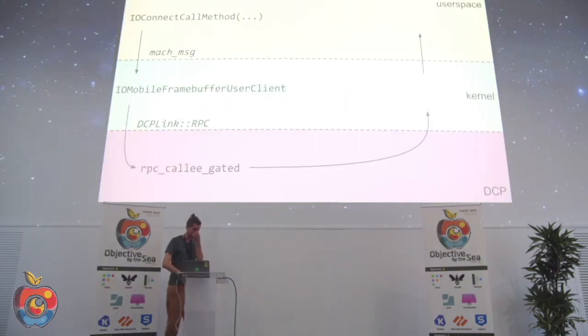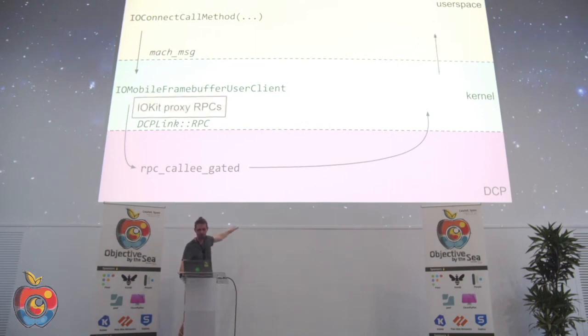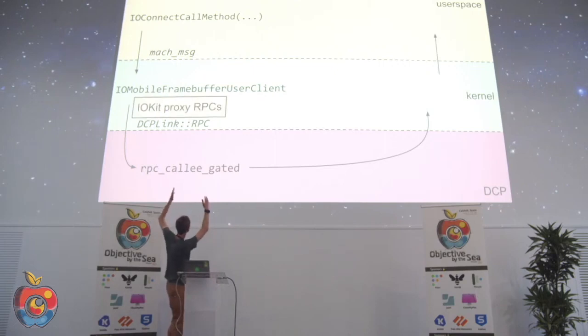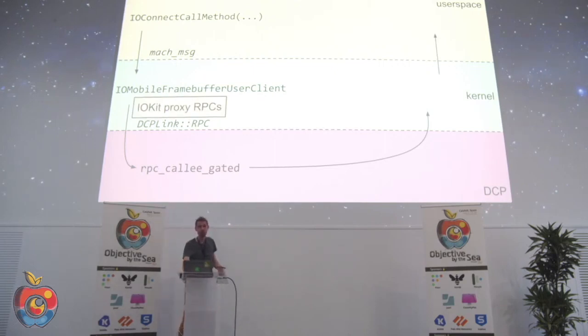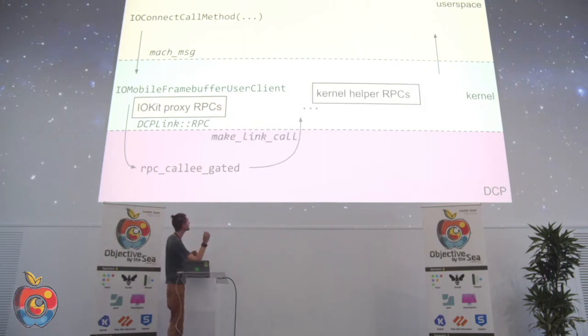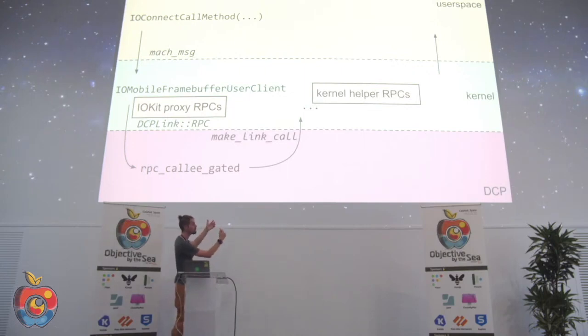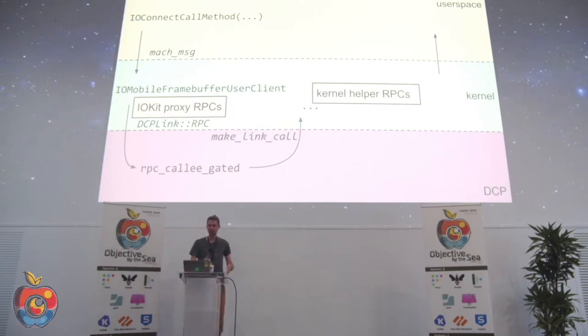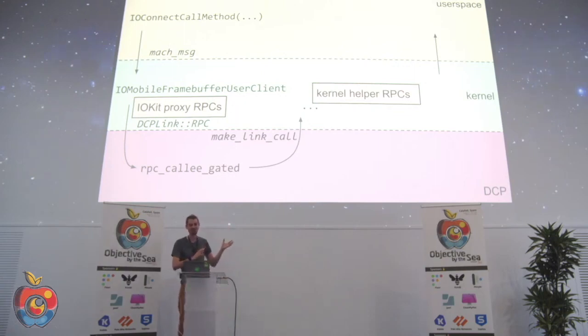So when you make your external method call, it comes down into the kernel and then onto the DCP. There are these IOKit proxy RPCs, which come right from the top down to the bottom. But then there's also a separate family of RPCs, which come up just one hop, which enable the DCP to make requests to the kernel. And these are extremely permissive, at least when this sample was found.